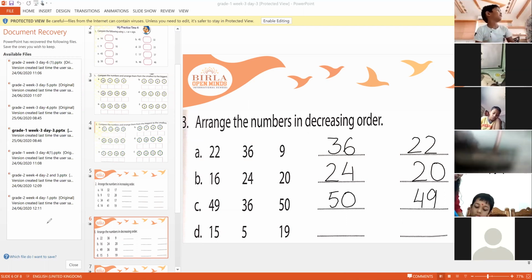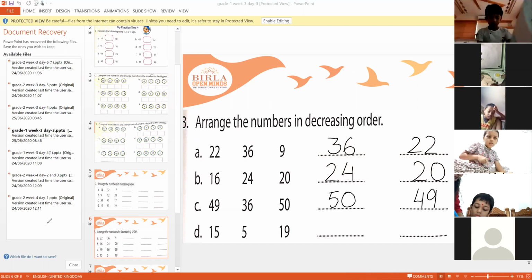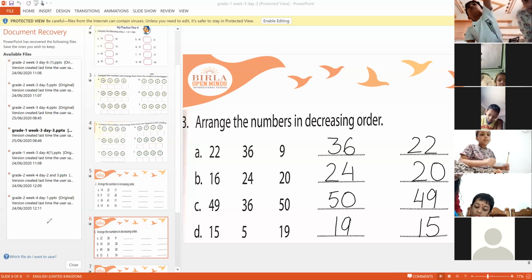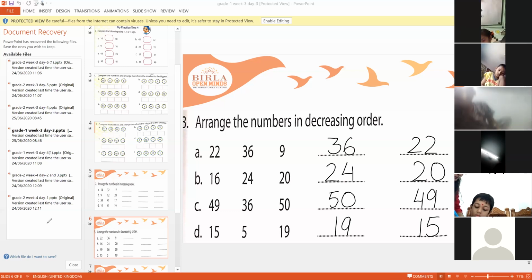COVID, you tell me the answer for the last one. Bit number D. Which is the biggest number here? First is 15, 5 or 19, COVID? No, I said biggest number, COVID, not smallest. 19. Very good. Then, after 19, what shall I write? Very good. And the last one? 5. Very good. So, children, those who have completed their work, please check your answers. Thank you, COVID. Very good.